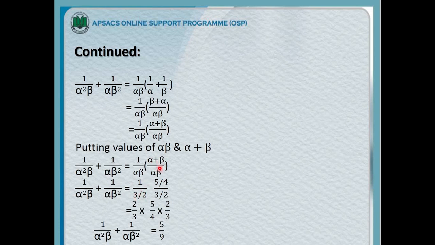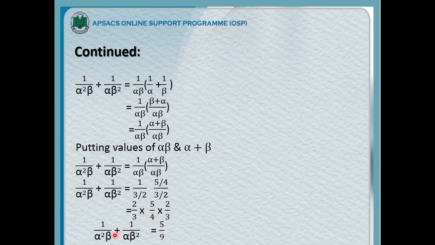Similarly, the value of alpha plus beta is 5 over 4, and again the value of alpha beta is written as 3 by 2 in the denominator. So students, this is 1 upon 3 upon 2. So the denominator can be written by taking its reciprocal, so it will be 2 by 3. The numerator will be written as it is, that is 5 upon 4, and again the denominator 3 by 2 will be written by taking its reciprocal. So students, see, 2, 2 and 4 will be cancelled out, so we get 5 upon 9.